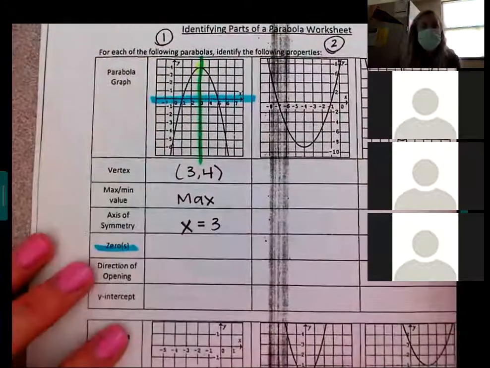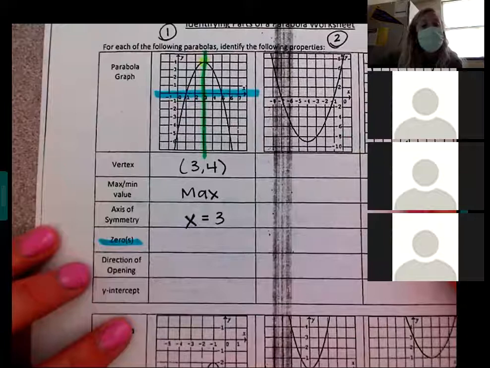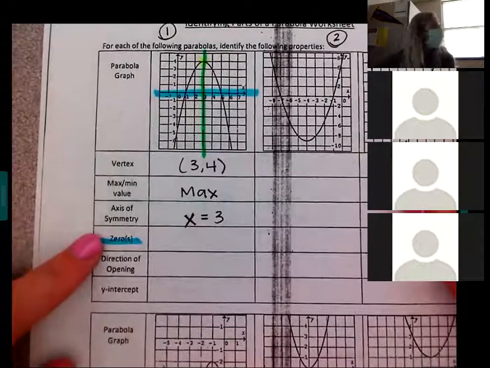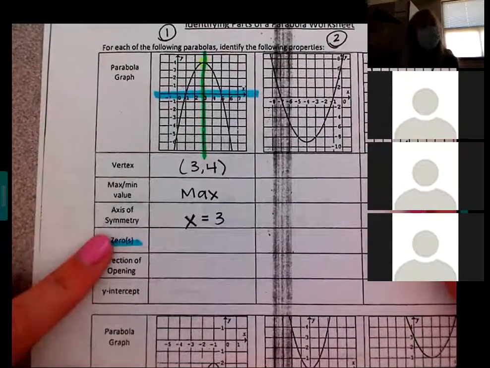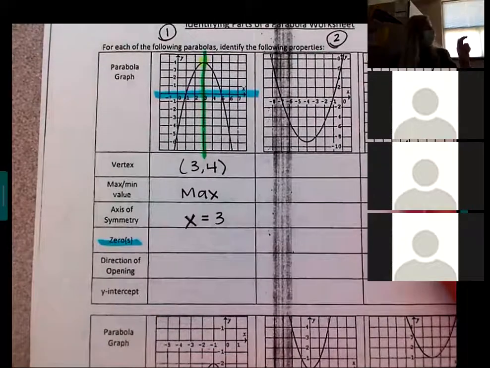Now, this is what's different from what we did on the front. I'm not asking you how many. Does this say how many? No. So I want you to actually tell me what they are. Did everybody hear me say that? If you put 2, that is wrong. I didn't ask how many back here. I want to know what they are. So who can tell me what 2 numbers it touches the x-axis at?